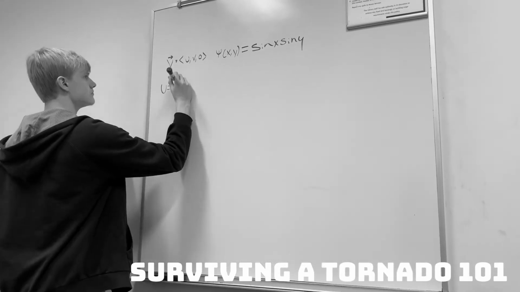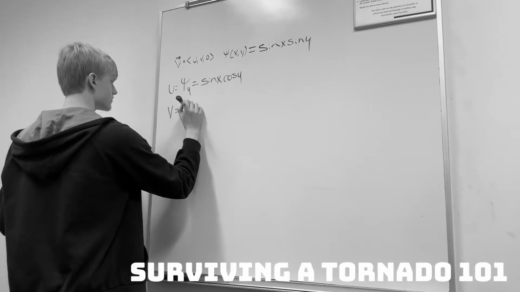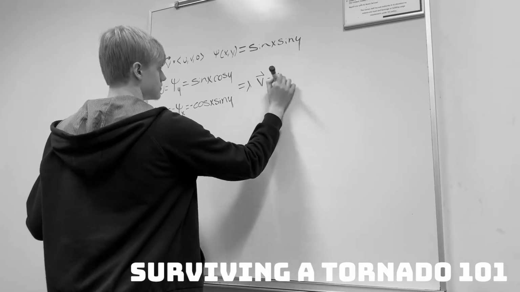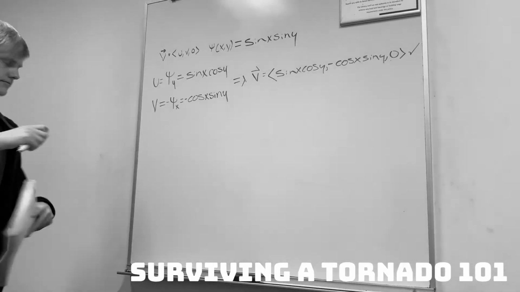We're given a function psi of x, y. u is equal to the partial derivative with respect to y. v is equal to the negative partial derivative with respect to x. We plug those into the velocity v and plot the vector field.